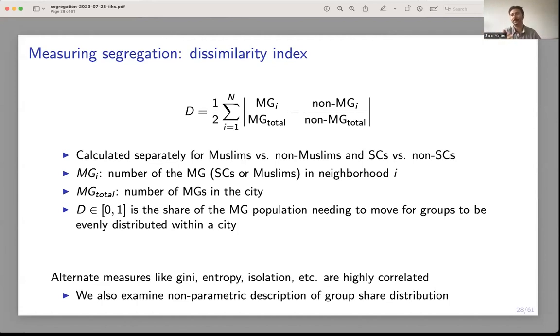So this is going to be how we measure segregation with a dissimilarity index, which is basically saying what share of the SC population would need to be moved across neighborhoods in order to equalize their distribution absolutely everywhere within this larger unit, within this city or sub-district. We've done this analysis with many other alternate measures like the Gini coefficient, entropy measure, isolation, and so on. And generally, they're very highly correlated.